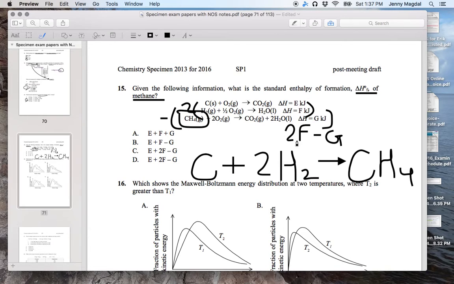There we go. And I said I didn't need to do anything to my E equation, so I've got an E as well. So E plus 2F minus G. Look at this sample one that they've done. They've got 2 of the correct answer.